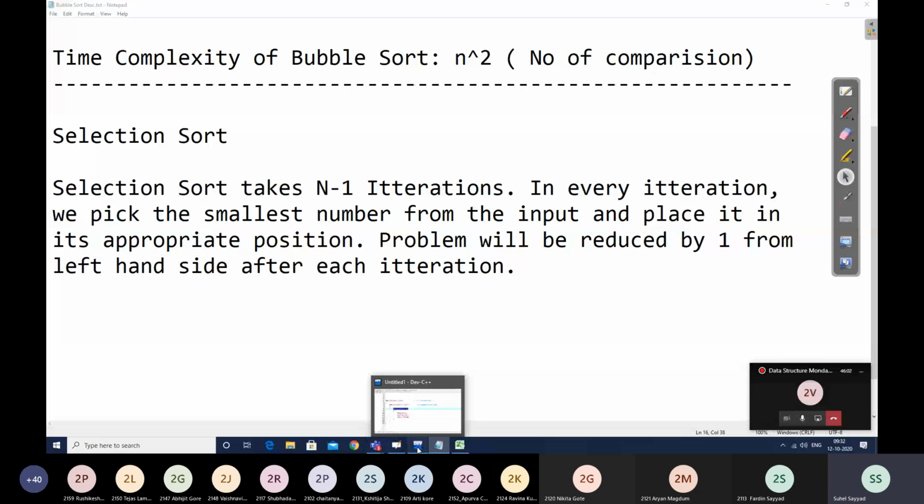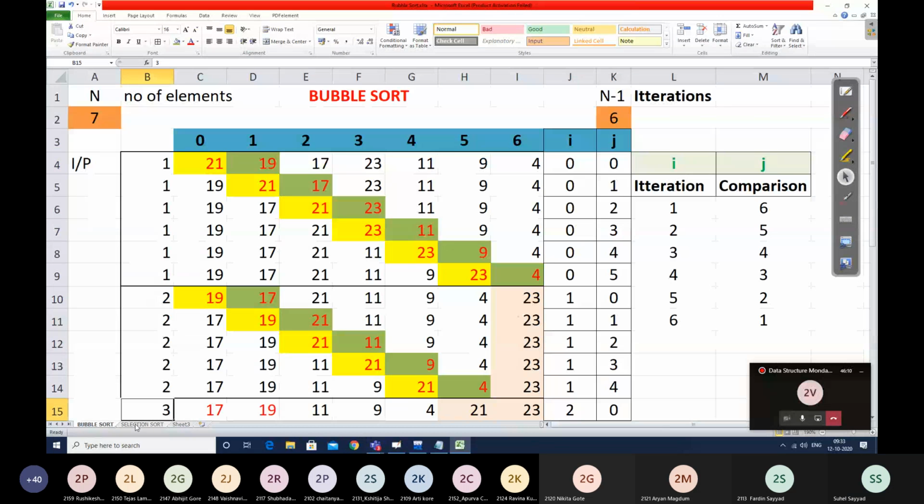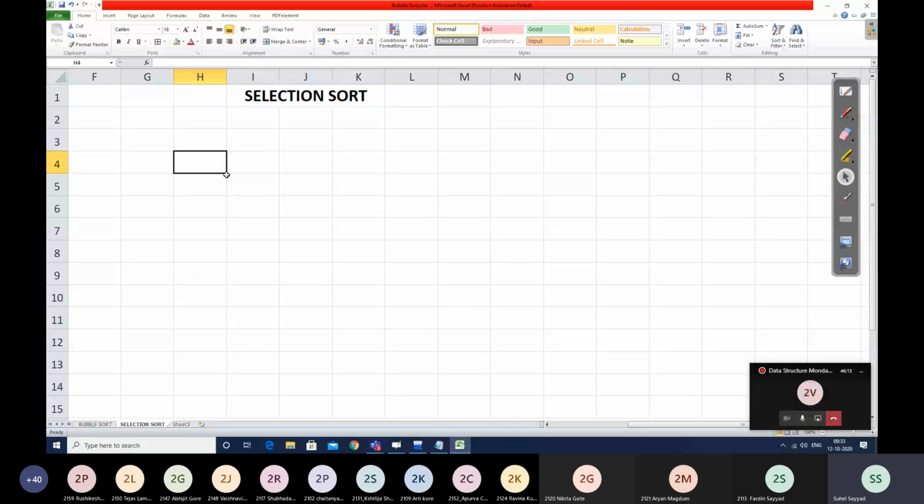14, 17, then 9, then 7, then 15, and let me take 10. 1, 2, 3, 4, 5, 6, 7. So these are my 7 numbers. For me, the given total number of elements are 7.